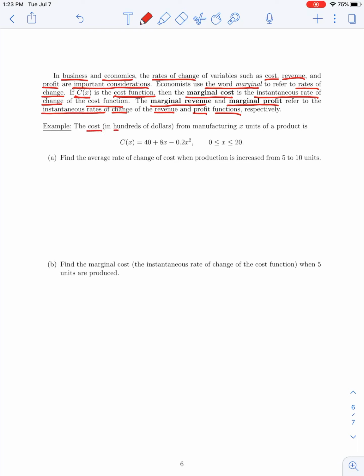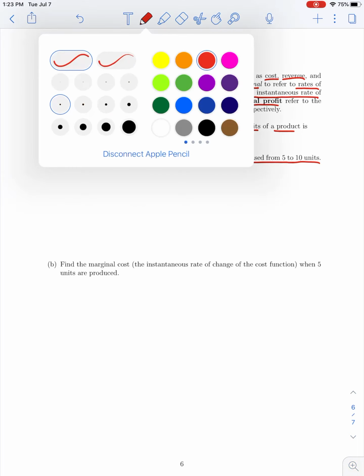Say that the cost in hundreds of dollars of manufacturing x units of some product is given by the following cost function, where the number of units produced, x, can range from 0 to 20. In part A, we are asked to find the average rate of change of the cost function when production is increased from 5 to 10 units.